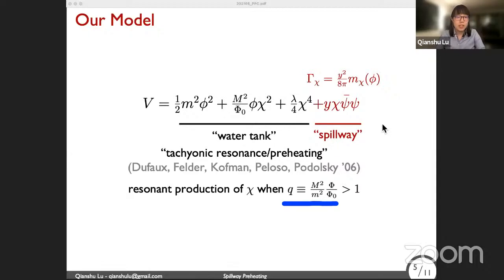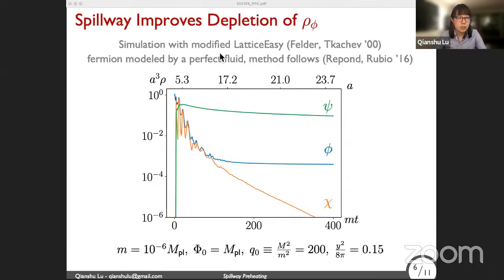Okay, so as I have been implying several times now, preheating is a highly nonlinear dynamics that can only be studied using numerical methods. So that is what we did. We used a modified version of the LatticeEasy program, which studies system evolution by solving the classical equations of motion of the scalars. And we have modeled our fermion psi as a perfect relativistic fluid.